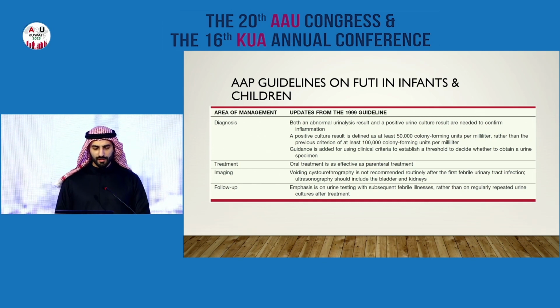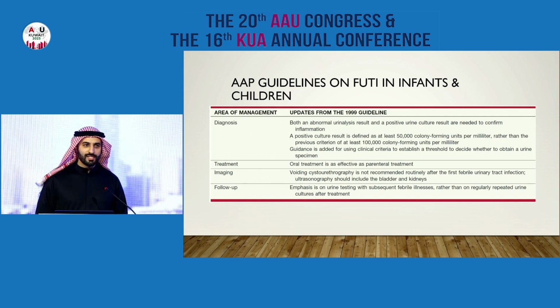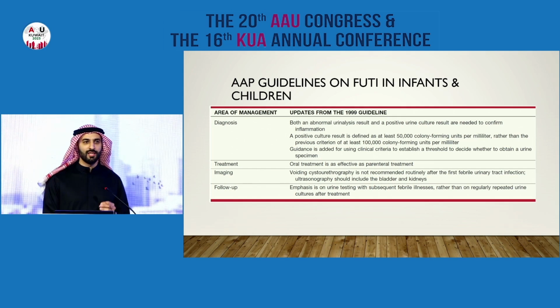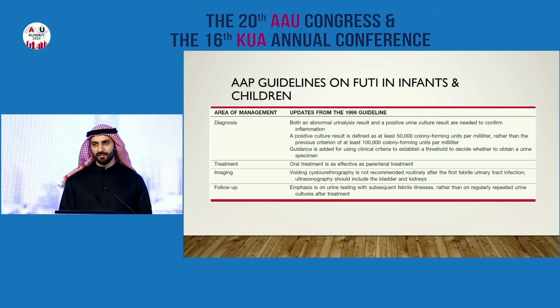The take-home message is, number one, diagnosis requires a positive urine culture that needs to be obtained correctly. So if he's a 1-month-old boy, a catheter sample is required. In a non-septic patient, oral treatment is as effective as IV. VCUG is not routinely recommended after the first febrile UTI, and there is a special emphasis on not needing to repeat a urine culture in asymptomatic patients. Asymptomatic patients do not need us to repeat a urine culture every time we see them in clinic.